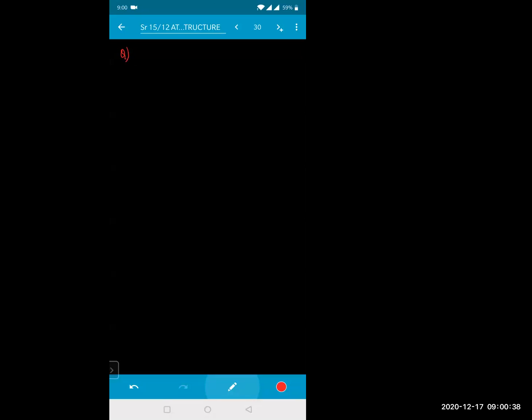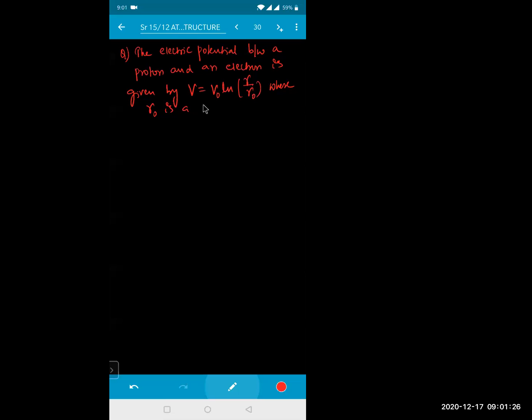Let's do the next question. Look. The electric potential between a proton and an electron is given by V equals V naught ln of R by R naught, where R naught is a constant.